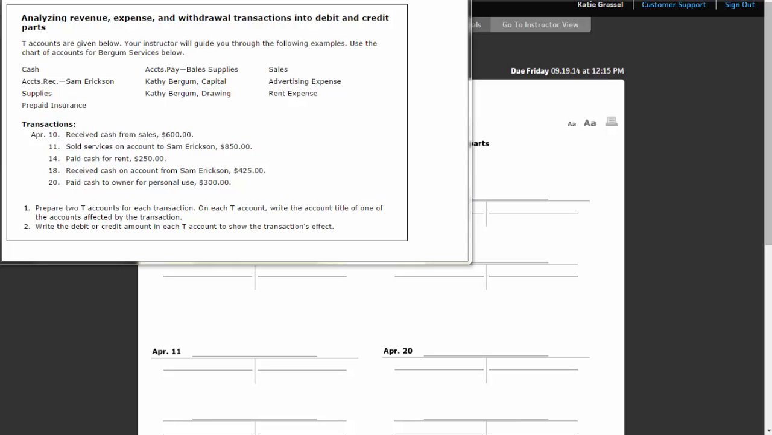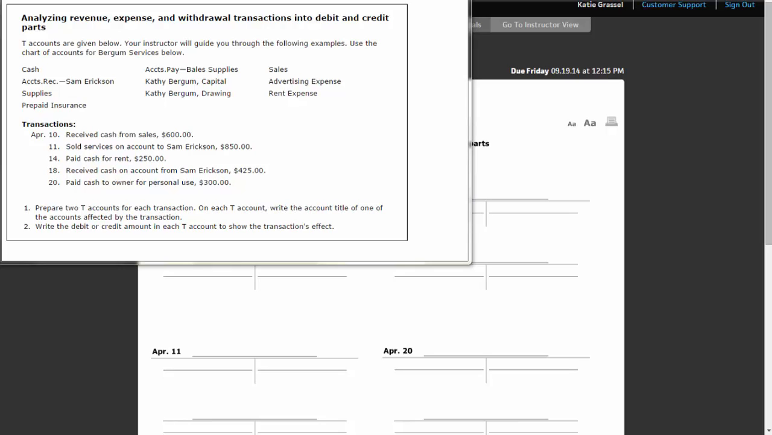Okay. You will also notice when we look at the transactions, April 10th to the 20th, it is not the beginning of the month because this is a continuation of the problem that we did yesterday. We have T accounts given, and I'm going to guide you to the following examples using the chart of accounts for our business Burgum Services below. We have to prepare 2 T accounts for each transaction. On each T account, write the account title of one of the accounts affected by the transaction, and write the debit and credit amount in each T account to show how the transaction is affected. Just like yesterday, we have to put the debit first. If you put the credit first, it will be wrong.